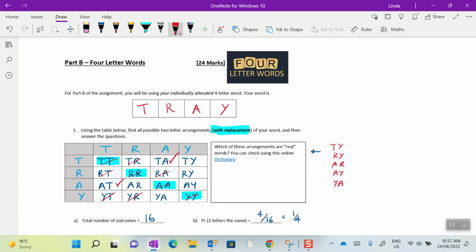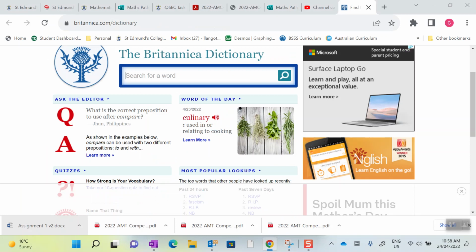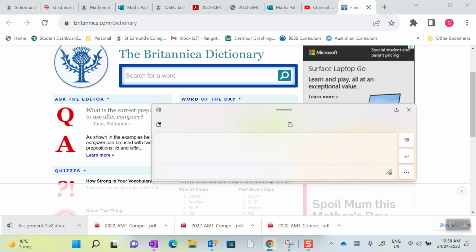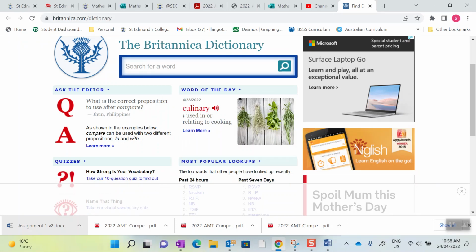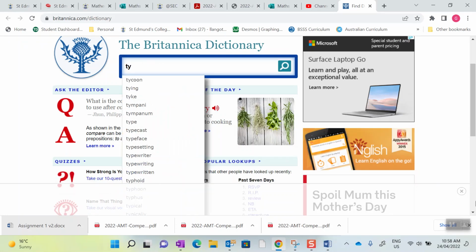I've given you the link to the online dictionary. It's on the soft copy of the document on Canvas, or you can use any online dictionary, it doesn't really matter. So these are the words that I'm going to go to my online dictionary and check. Let me show you an example of that. Here's my online dictionary. I'm going to check TY first of all. TY, and press search.